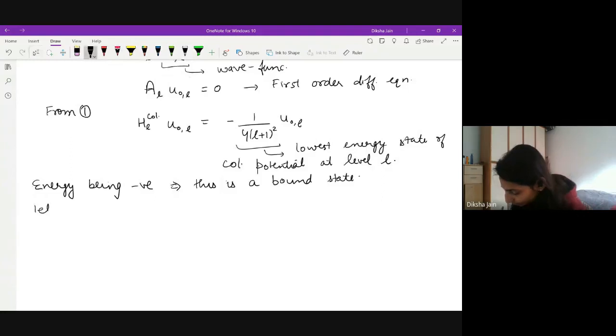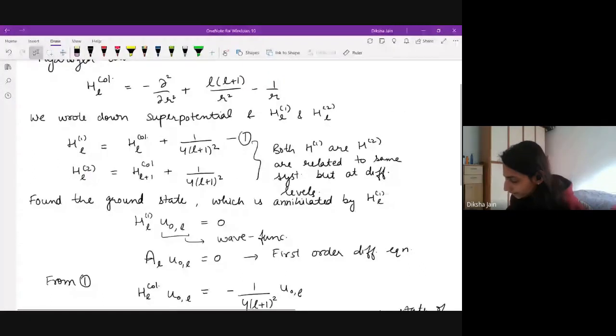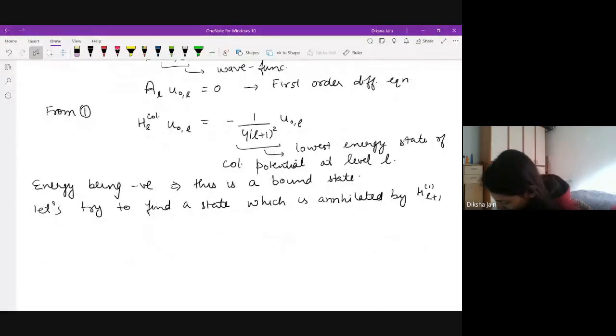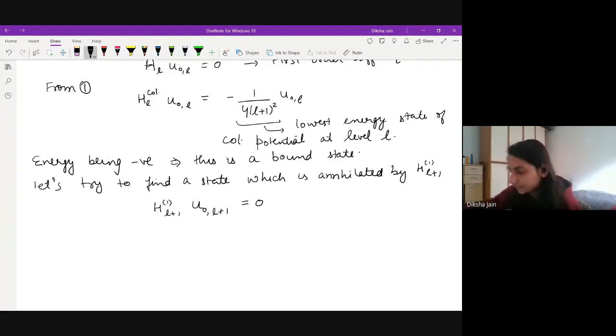Now let's try to find a state which is annihilated by H1 of L plus 1. Initially we found a state annihilated by H1 of L. Now instead I'm finding a state annihilated by H1 of L plus 1. It will become more clear why I'm considering this. I'm trying to find a state such that H1 of L plus 1 acting on that state is zero. I call it U0, since it's again the ground state, but of the Hamiltonian at L plus 1. So U0 of L plus 1 is annihilated by H1 of L plus 1. I'm trying to find this state.